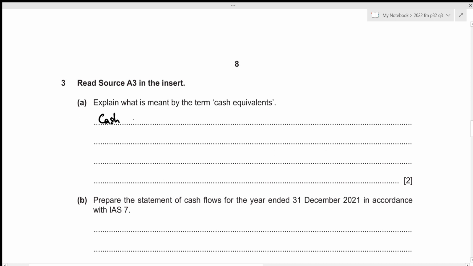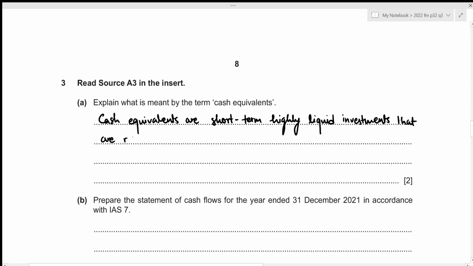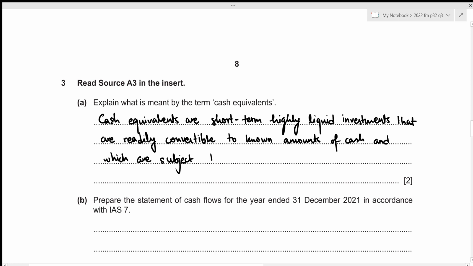Cash equivalents are short-term, highly liquid investments that are readily convertible to known amounts of cash and which are subject to an insignificant risk of changes in value. This concludes the first part of this question. We can now move towards the second one.